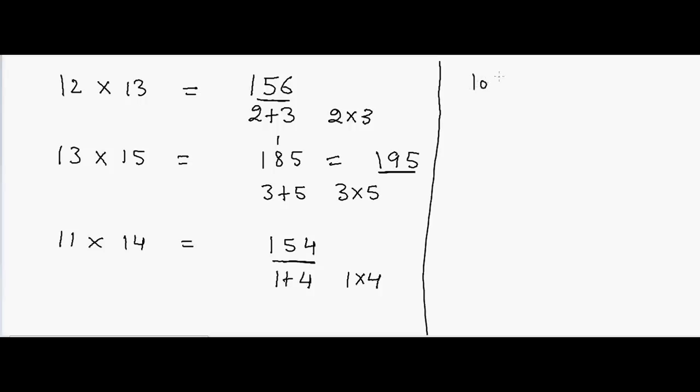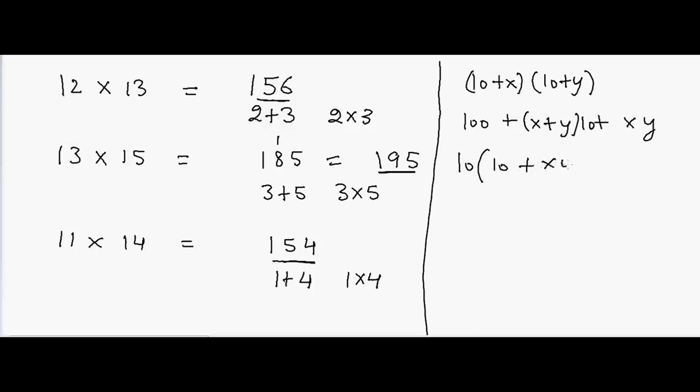So how does this trick work? Let's take a look into it. If we have 10 plus x and then 10 plus y, so we are taking 10 as a base, and these numbers are close to 10. In that case, if we solve this, it will be equal to 100 plus 10 times x plus y, plus xy.